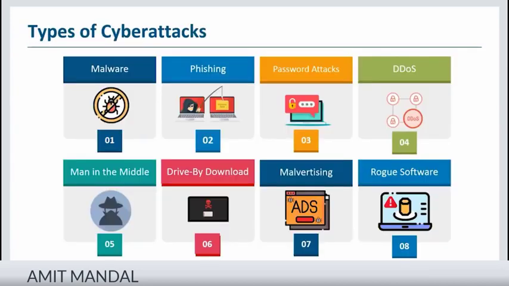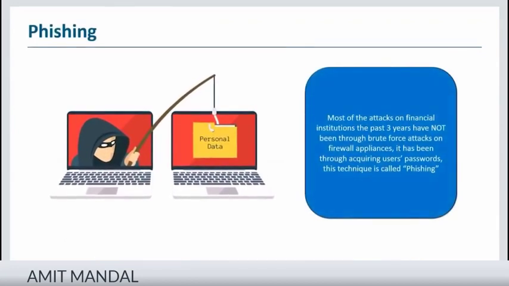So next up on our list of cyber threats, we have phishing. So what exactly is phishing? Well, often posing as a request for data from a trusted third party, phishing attacks are sent via email and ask users to click on a link and enter their personal data.